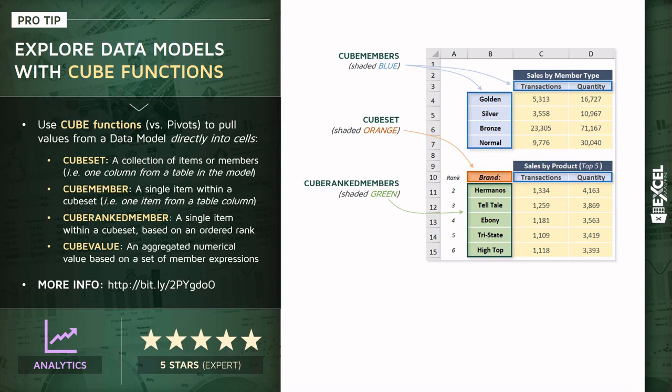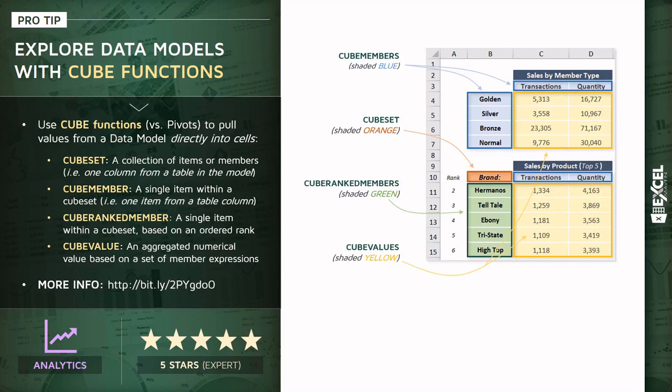And last but not least, we have our 4th primary type of cube, which is the cube value. And those are all of the cells shaded in yellow. They're the actual numerical values that we're aggregating based on a set of member expressions. And those member expressions help us filter down those values to retrieve the proper numbers.